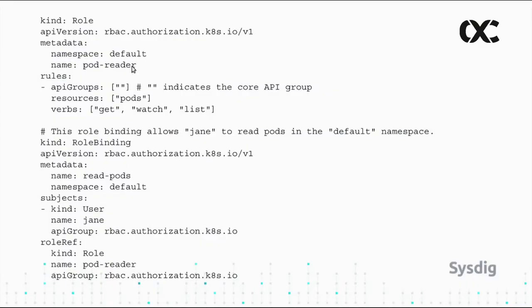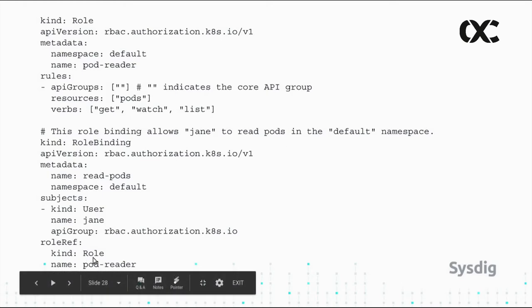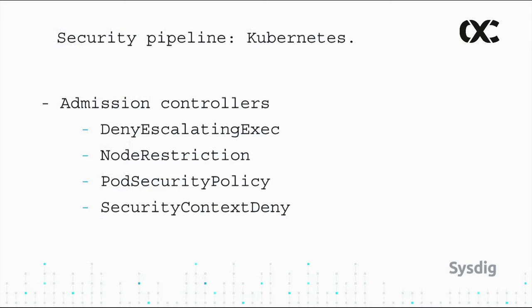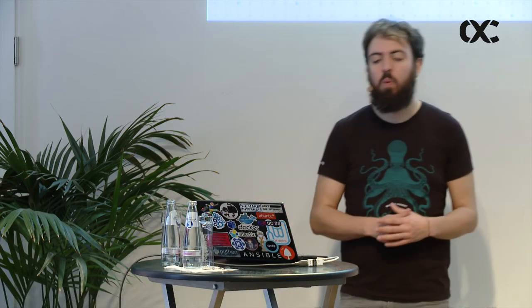I just want to show you how you can define a role that can do get, watch, and list, and then you can define users that have the roles. Okay. I don't need you to learn this now, just to see an example of how you treat these configurations, these permissions as code.